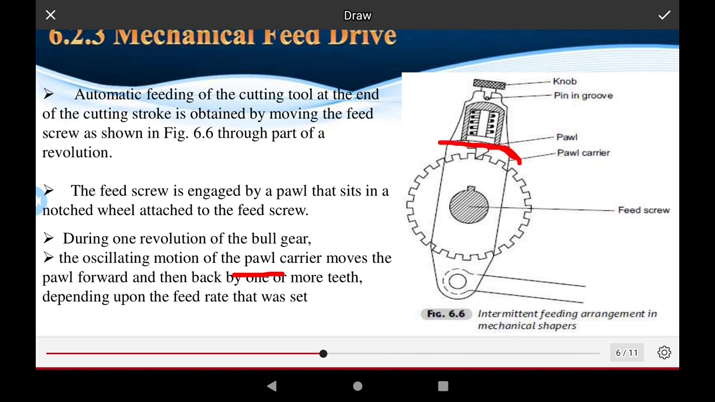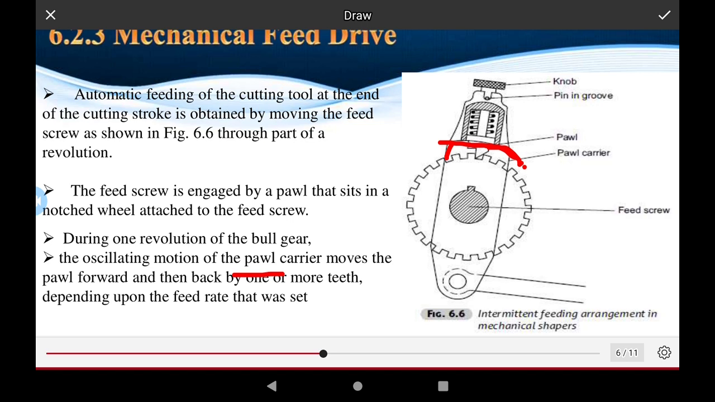This is the pawl carrier. And this is the height of the pawl carrier, which moves the pawl forward, and then back.